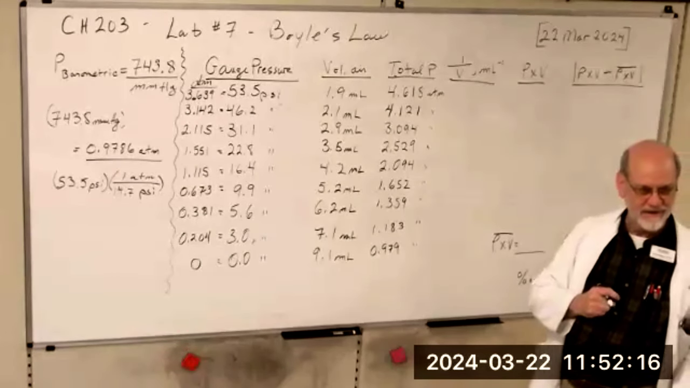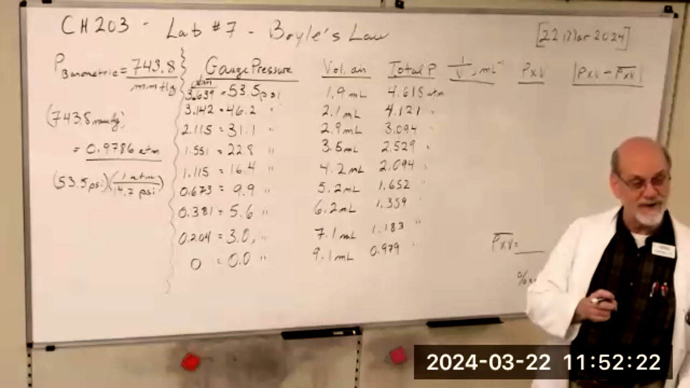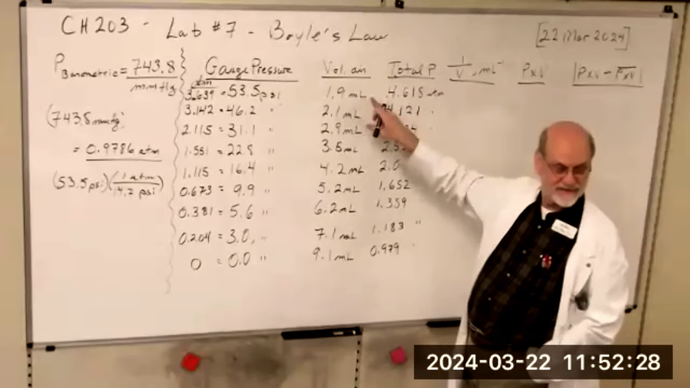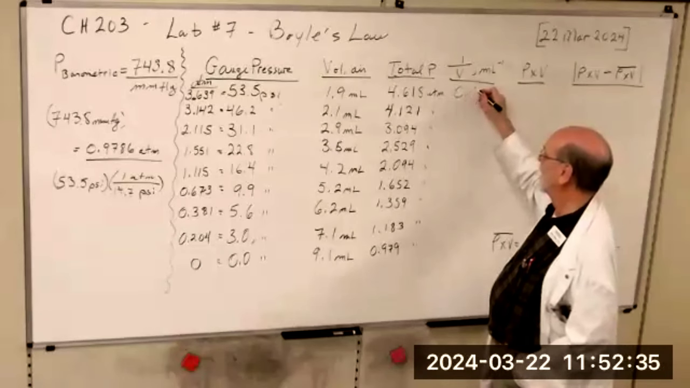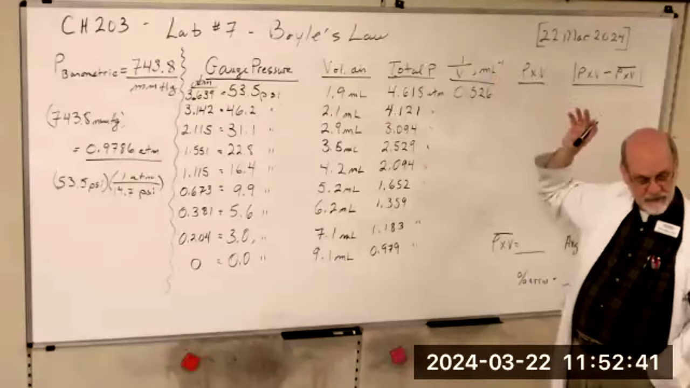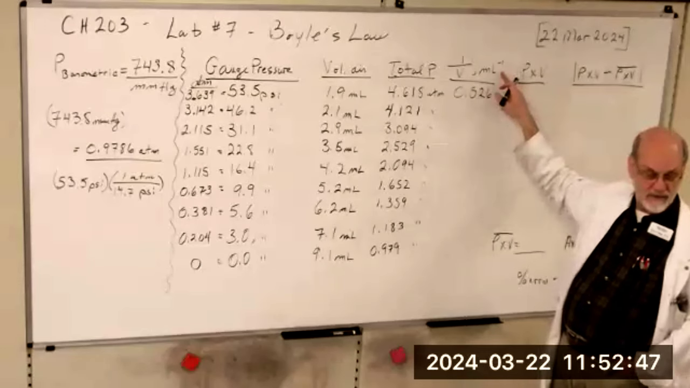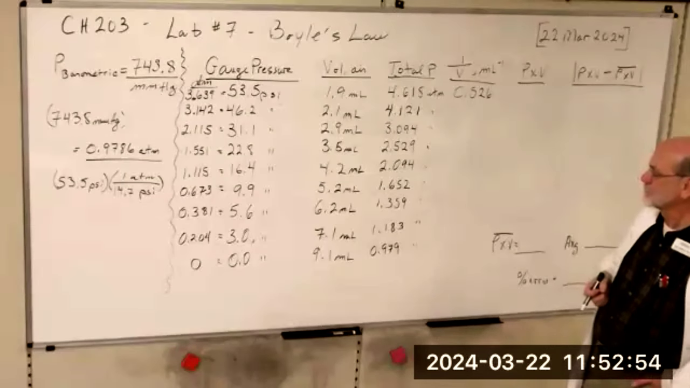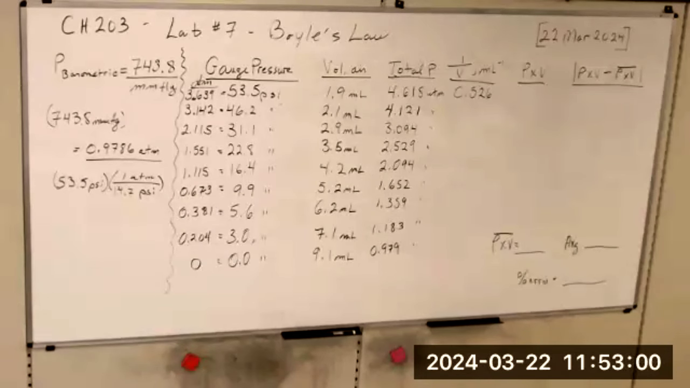Do you understand what I'm saying? You don't know about reciprocals? Reciprocal is just 1 divided by the number. So you would take 1 divided by 1.9. 0.526. And that'd be milliliters to the minus 1, right? Everything you do to the number, you got to do to the units. So the unit of measure is the reciprocal of milliliters. Let me see. Are you using your phone? Oh, it may not have a reciprocal key on it then.